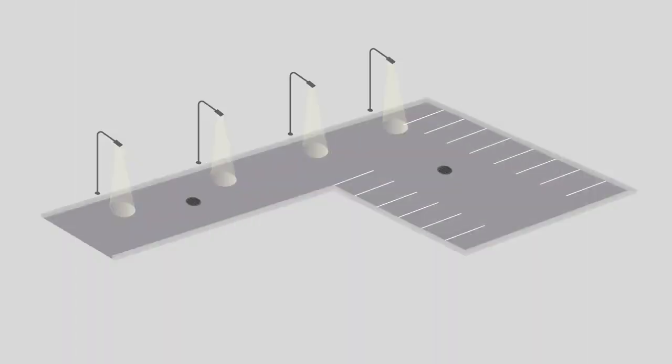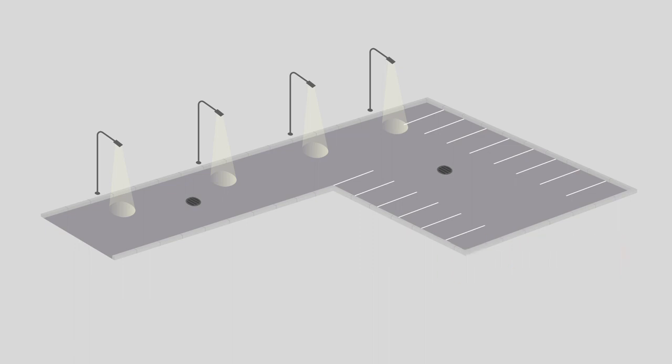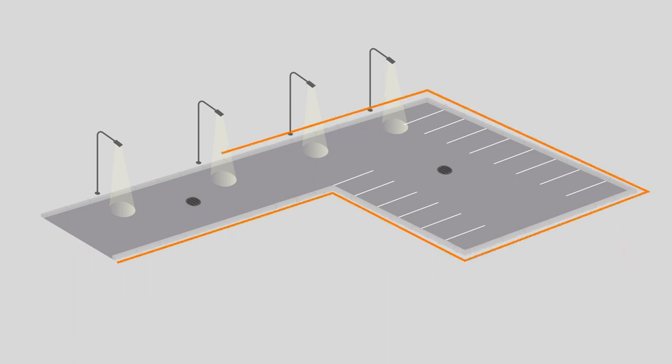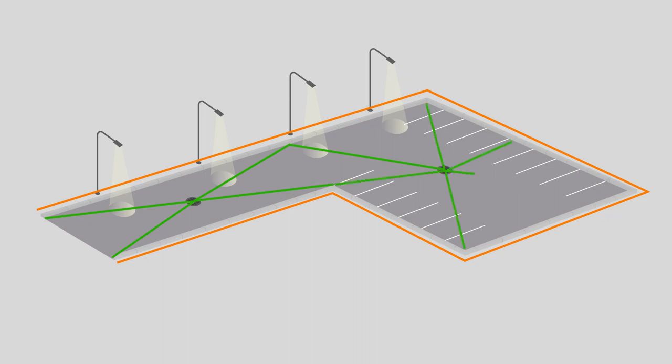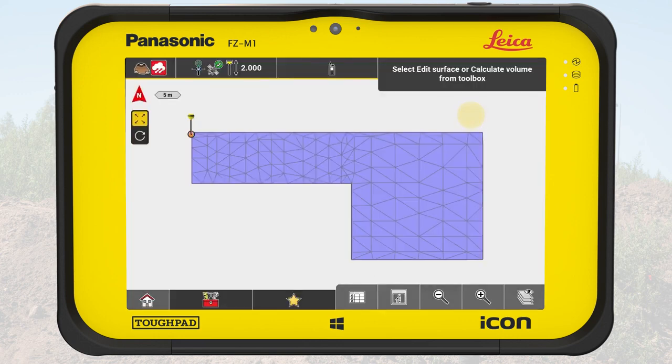In this exercise, we built the next layers of the planned parking lot on the area we leveled out in the video how to create surfaces and calculate volumes. The parking lot will be L-shaped, the boundary is made of curbs, and there will be 2 sewage covers. To guarantee the water flow on the surface, we will add break lines from the edge points to the sewage covers. From the Home menu, we access the Volumes application.